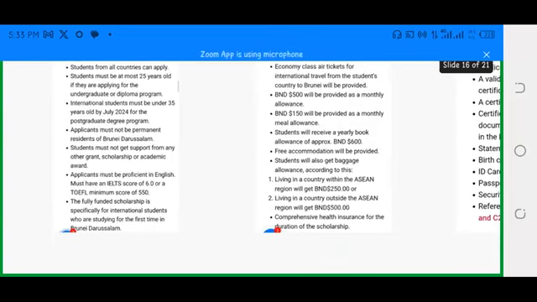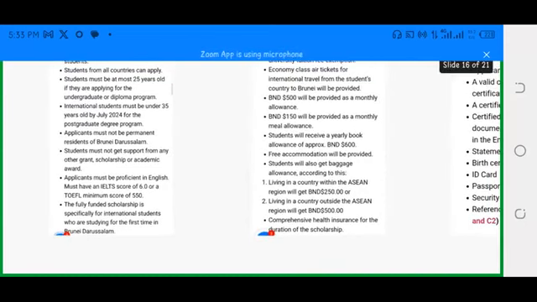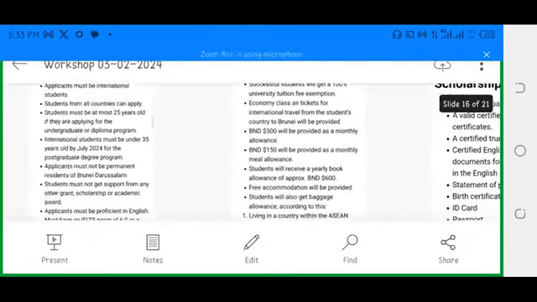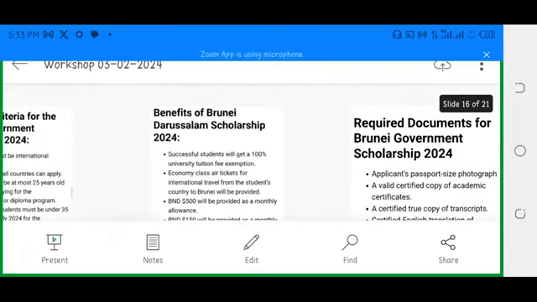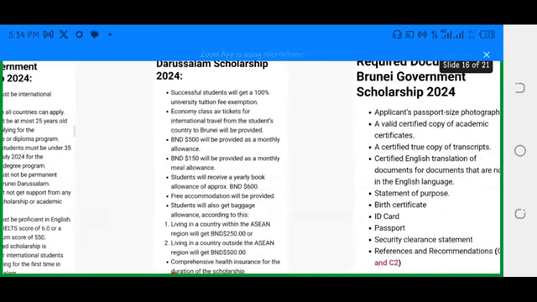Then you have TOEFL, just like we've just talked about. You have scores, you have 550. You have an IELTS too, and the scholarship is fully funded. You have to be a first-time beneficiary. And then there are the benefits also. Successful students will get 100% university tuition fee exemption. Exemption means that they don't have to pay a dime. And then you have economy class tickets for international travel.